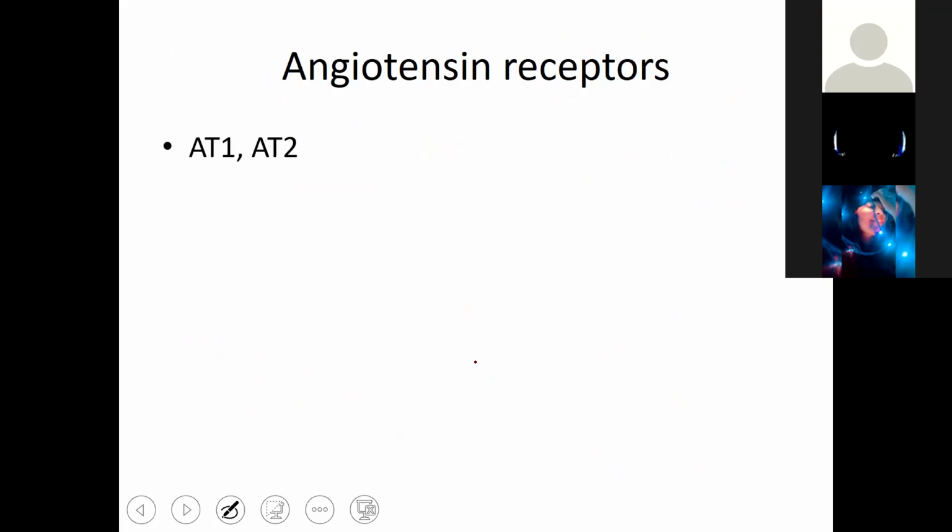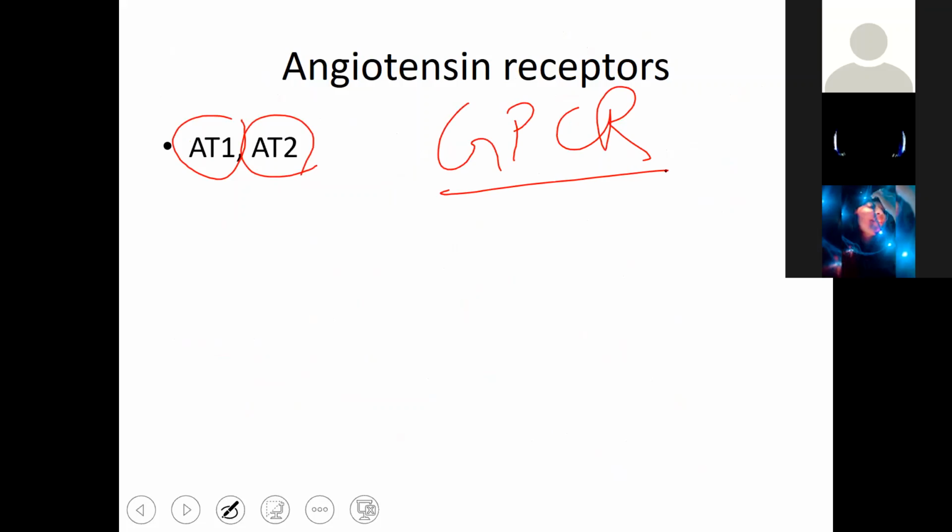There are basically two receptors, angiotensin 1 receptor and angiotensin 2 receptor. Both are G protein coupled receptors, but they are opposite to each other in terms of actions. Most of the actions we have read are because of angiotensin 1 action, not 2. Angiotensin 2 actions are exactly opposite.